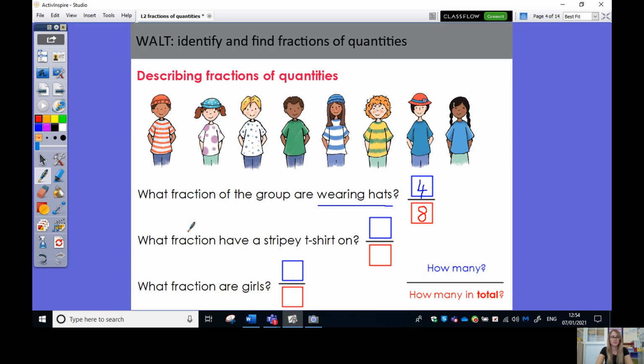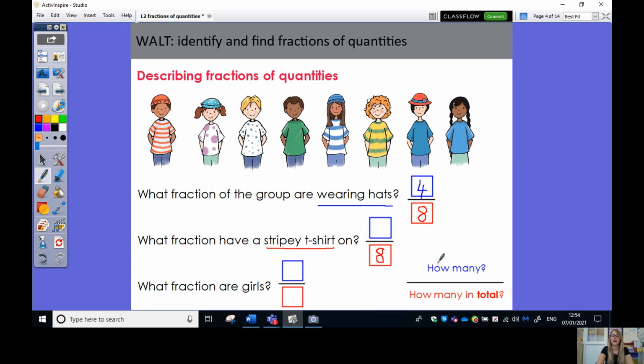Okay, I might need your help with this one. So what fraction have a stripy t-shirt? So I'm looking for the stripy t-shirts this time. But first of all, I need to fill in my how many in total, which is my denominator. So we should be able to get that because we've already filled it on the first one. My denominator should be 8. Hopefully you've got 8 because there are 8 children.